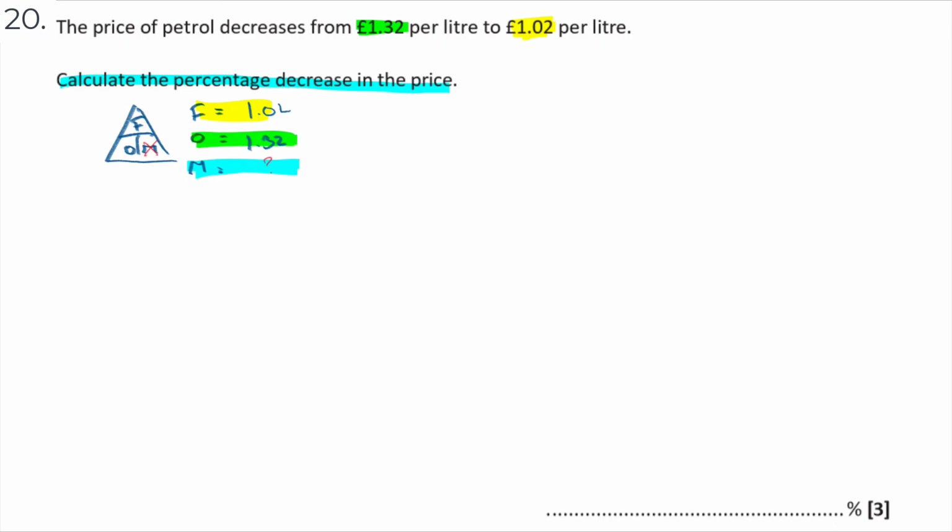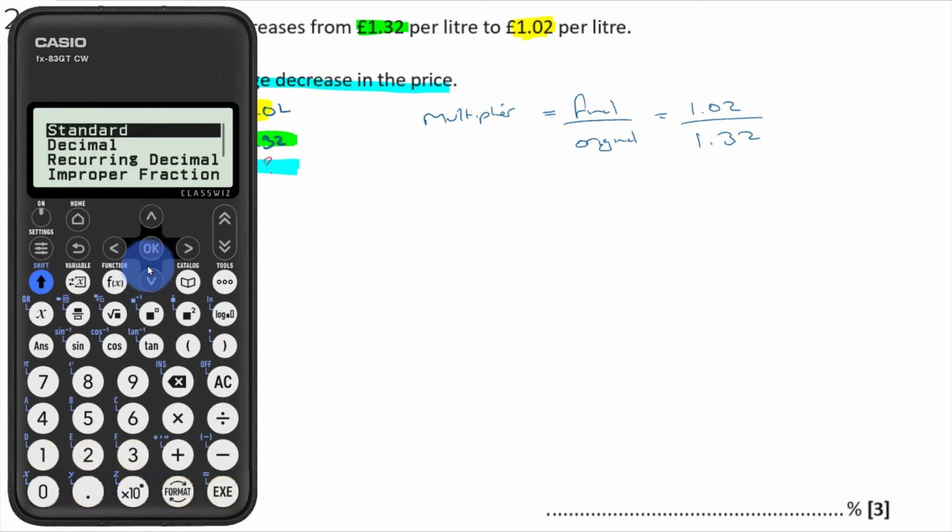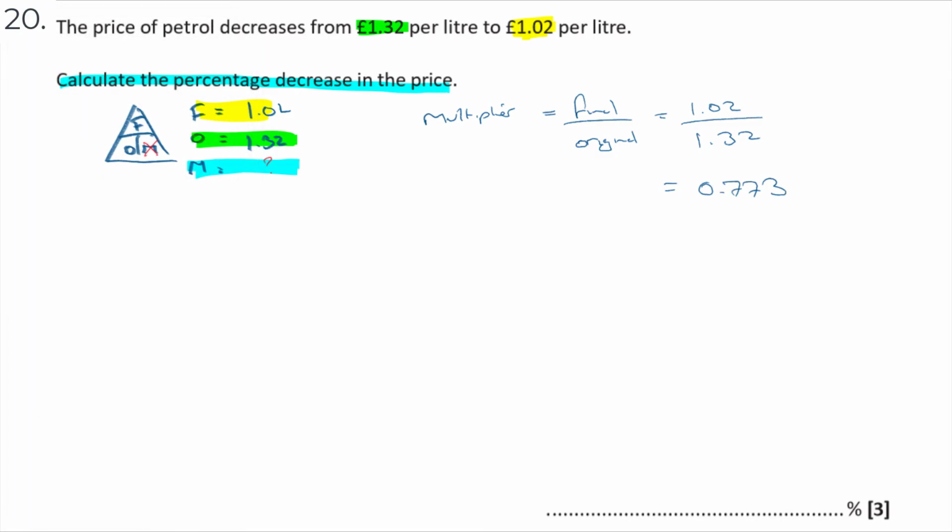So covering that thing that you want to find, it tells you what to do with the other two. Just works the same way as a DST triangle if you've used one of those. So multiplier is equal to the final divided by the original. In this case, the final is 1.02 and the original is 1.32. So tapping that into the calculator, 1.02 divided by 1.32. That gives me 0.7727. I'm going to round it off to 0.773. Okay, now that's a decimal. If I want it as a percentage, I'm going to have to times it through by 100.